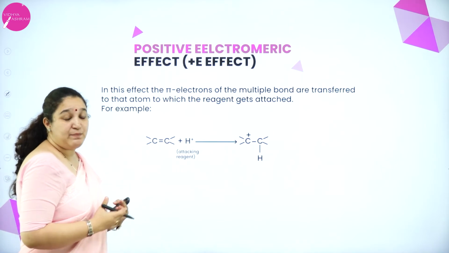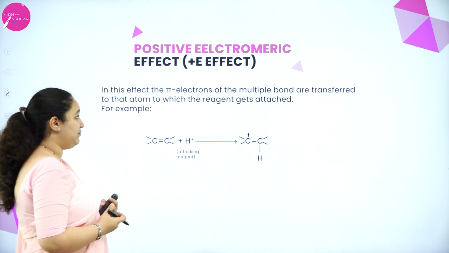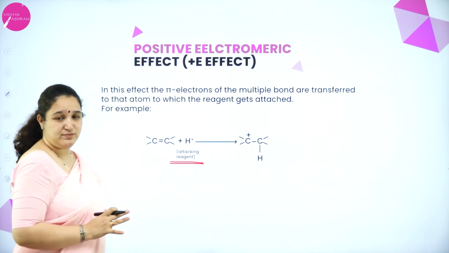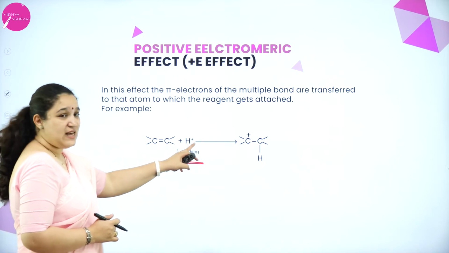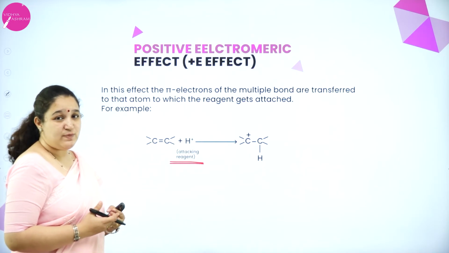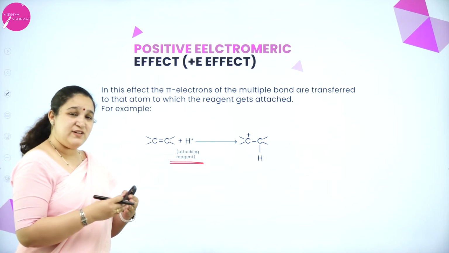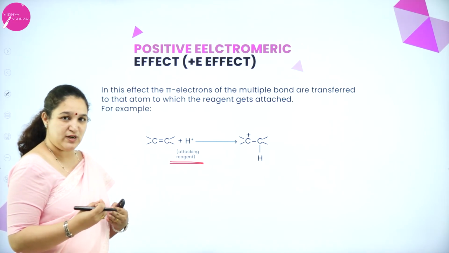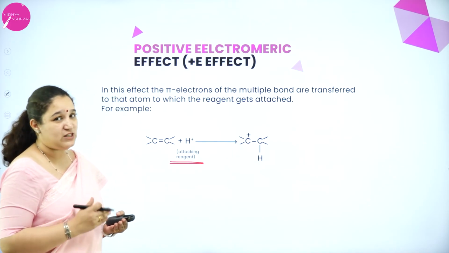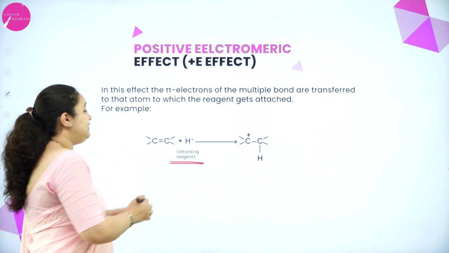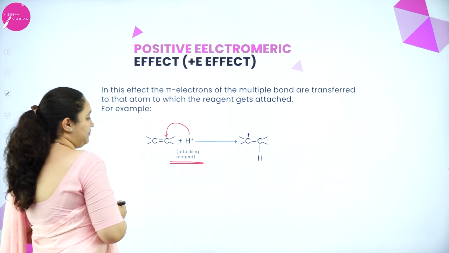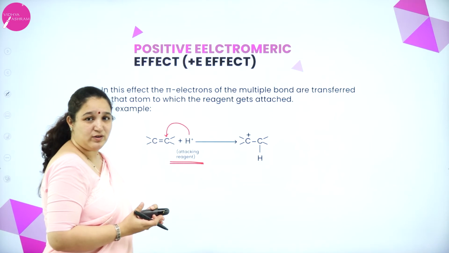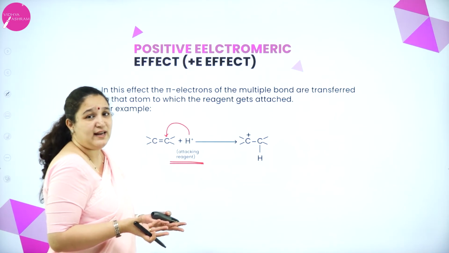Now what exactly happens in positive electromeric effect? We'll take an example where H plus ion is the attacking reagent. We know H plus ion is nothing but a proton, in which the hydrogen atom has lost the electron. It has only one electron, hydrogen atom, and it has lost that to form H plus ion. Now, if this attacks this particular carbon atom, the carbon atom has to give an electron for hydrogen to form a bond, because hydrogen does not have any electron at all.